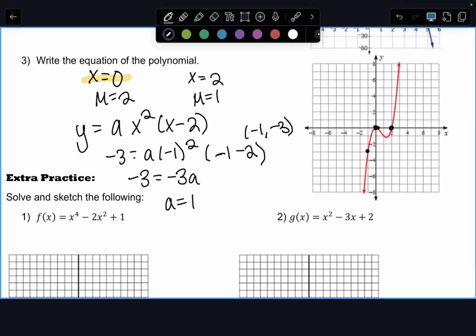So, when I actually write down this equation, do I need to change a to anything? No, it's just 1. So my equation is just going to be y is equal to 1 times x squared x minus 2. There's like a hidden 1 in here. We just don't need to write it. Okay? So that's my equation without the 1.